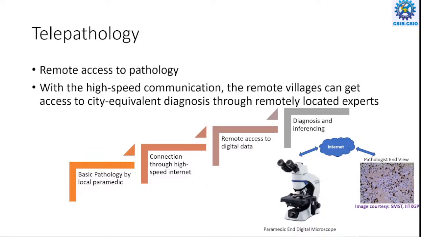For this purpose we require high-speed communication. If the sample is kept in a remote village, it can be accessed throughout the country or anywhere in the world. Basically, we have basic pathology at a local level, where paramedic staff can put the sample in the microscope, and the microscope is connected through high-speed internet. That remote access of the microscope can provide digital data, which is observed by the pathologist sitting in another city, and that pathologist can give the diagnosis or inferencing.